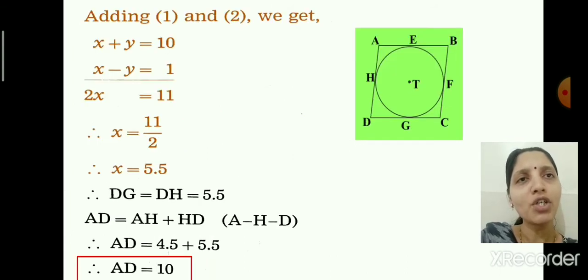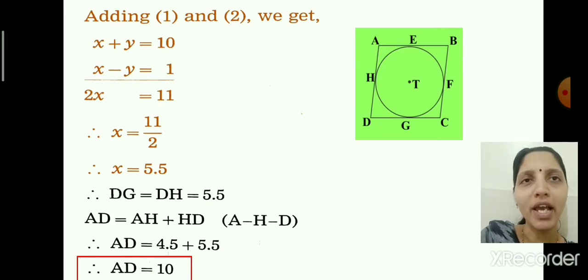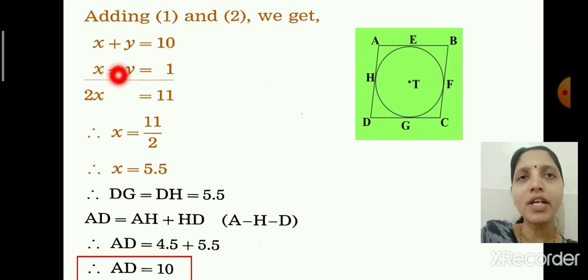Now adding equation 1 and 2, we will get X plus Y is equal to 10, X minus Y is equal to 1. Add these two equations, you will get 10 plus 1 is 11, and here plus Y minus Y will get cancelled. So you will get X plus X as 2X, that is equal to 11. Therefore X is equal to, now shift this 2 to the other side, you will get 11 upon 2, that is equal to 5.5.